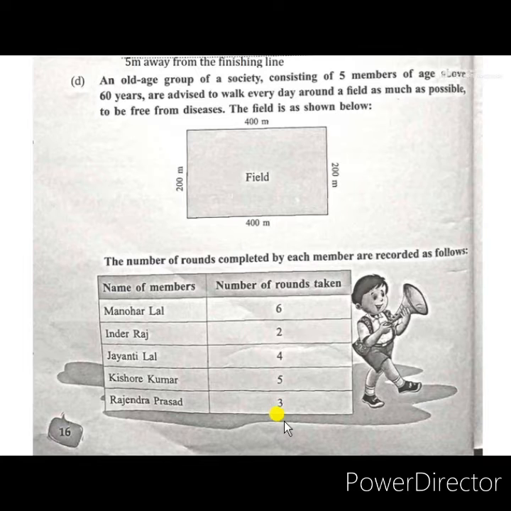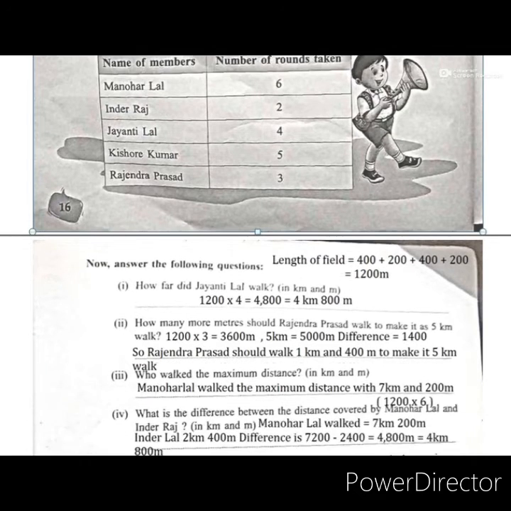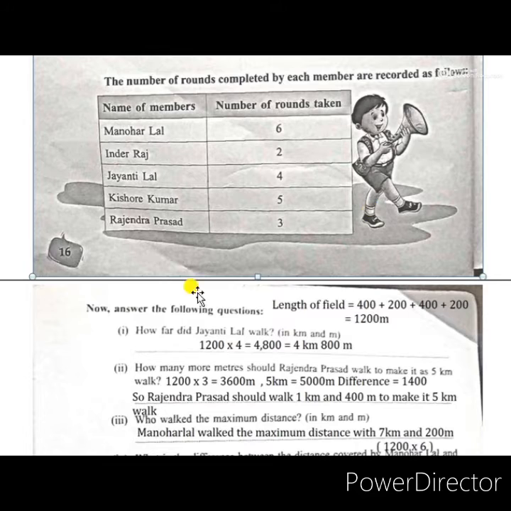Now here we have asked the question. First, answer the following questions given below. Those questions are on page number 17. Read the question: How far did Jayanti Lal walk in kilometer and meter? From this table you have to find out how many rounds Jayanti Lal can take in a day. Here the third person is Jayanti Lal. He will take 4 rounds per day.